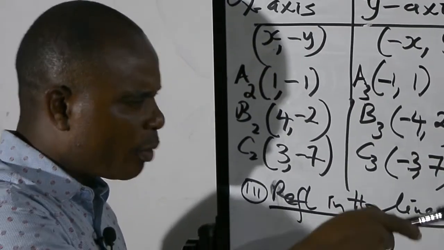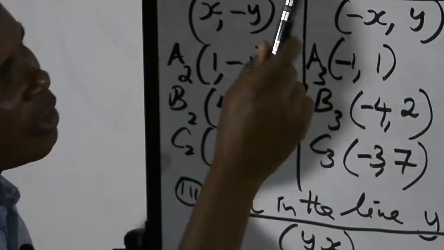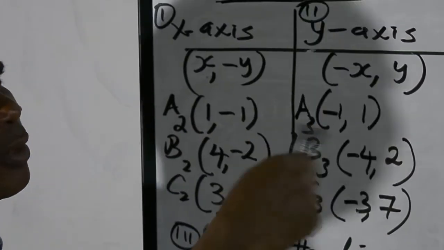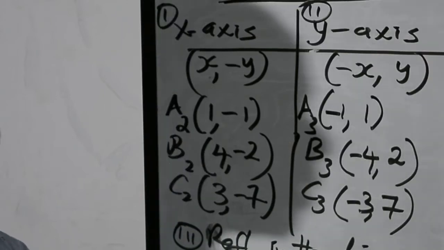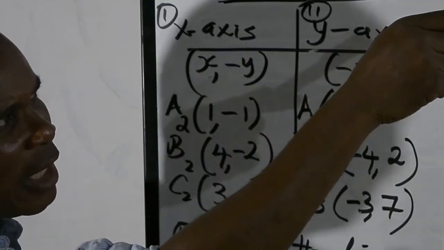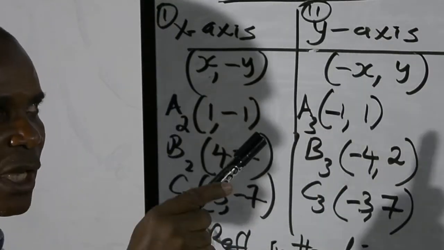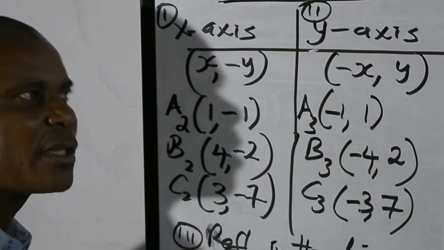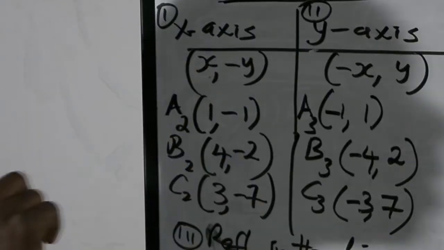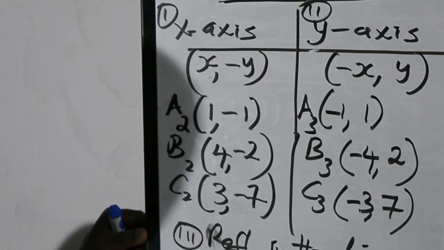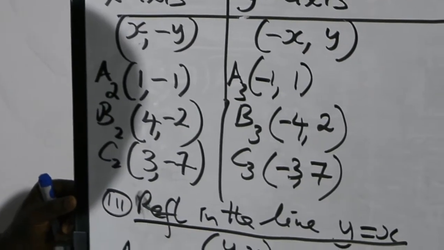So reflection in the line y equals x means that the x coordinates are replaced by the y coordinates, and the y coordinates are also replaced by the x coordinates, vice versa. Where there is an x in the original triangle, you replace it with a y. That's the meaning of reflection in the line y equals x. Where there is x, I put y; where there is y, I put x. So let's go to A4.